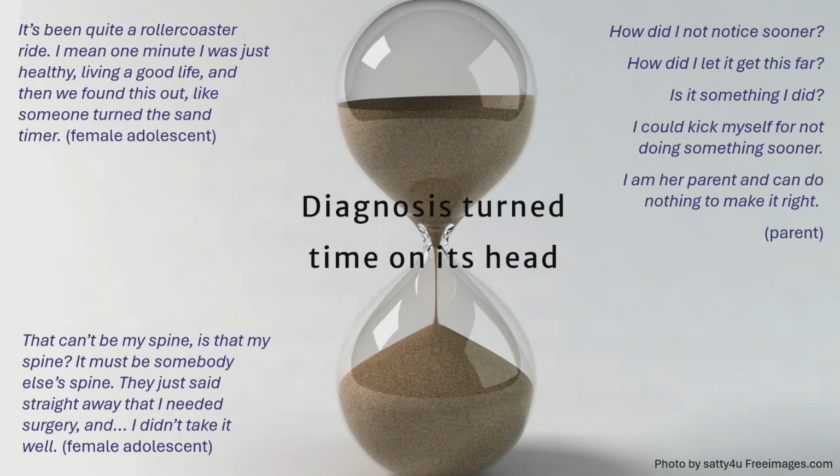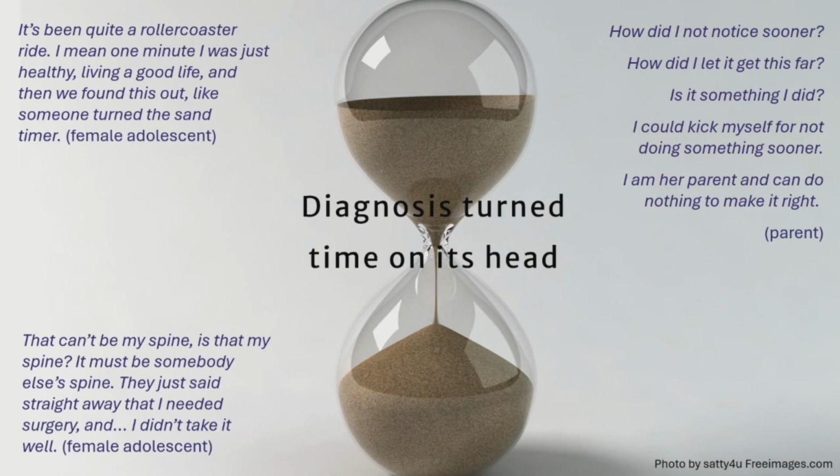So first, diagnosis turned time on its head. So from one young person, they said, it's been a roller coaster ride. I mean, one minute I was just healthy, living a good life, and then we found this out, like someone turned a sand timer. So, many people expressed shock, both adolescents and parents, and this theme was just the uncertainty about the future. So there was an uncertainty about how they would go through their life, and parents specifically, they expressed kind of guilt and why didn't I see this sooner?